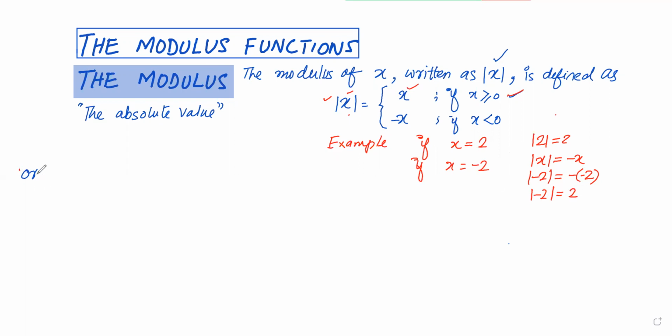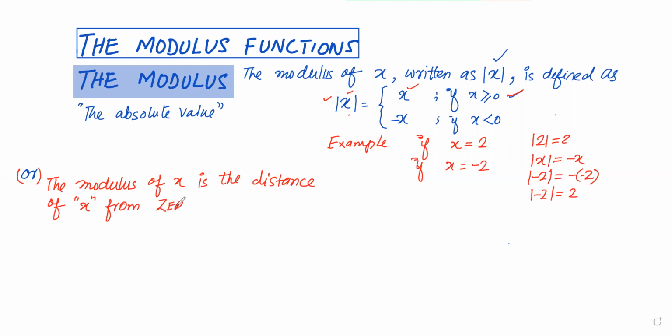which is 2. So the modulus of minus 2 is equal to 2. So the other definition of the modulus can be: the modulus of x is the distance of x from 0 on the number line.